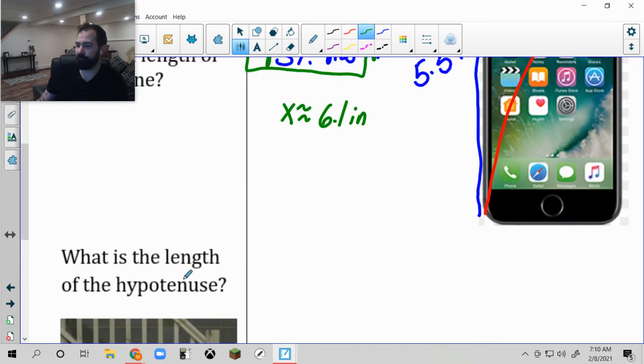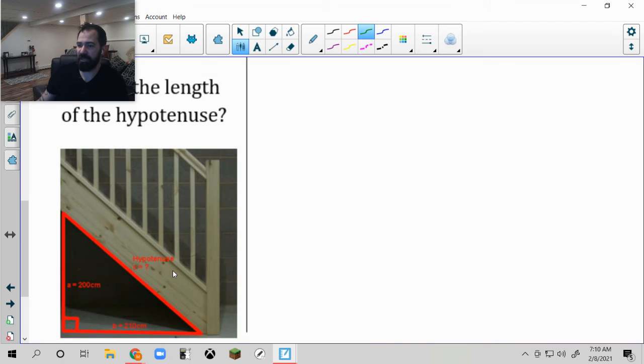Let's try another one. We got Harry Potter's house underneath the stairs. We want to know what is the length of the hypotenuse. Okay, pause the video, see if you can come up with the length of the hypotenuse. A squared plus b squared equals c squared. And we know this side is 200. We know this side is 210. We need to figure out the hypotenuse, which is this side here. Pause the video, see if you can figure that out.